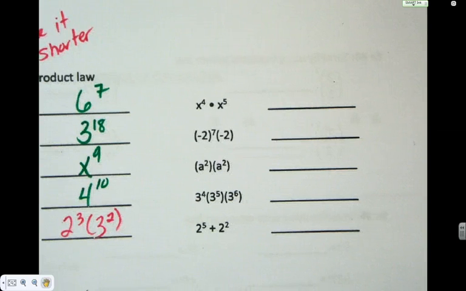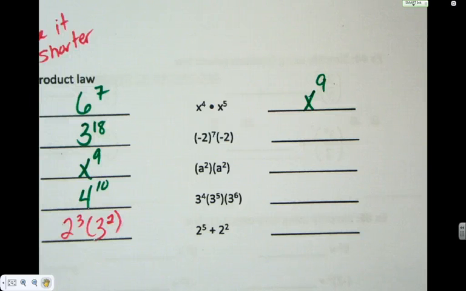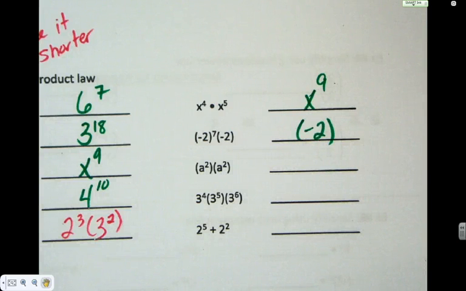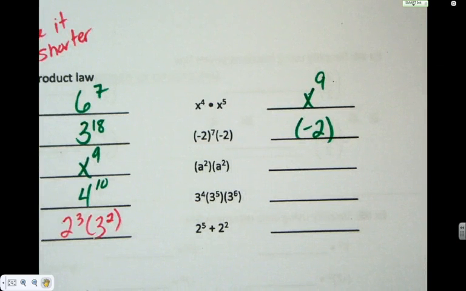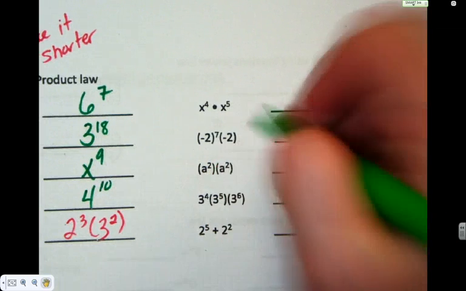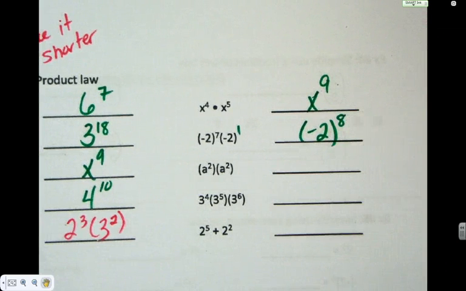x to the 4 times x to the 5, using our exponent law, is going to become x to the 9. Keep the base, add the exponents. Oh my God, negatives. Negative 2 to the 7 times negative 2. Are negatives going to scare us? No. If there's brackets in the question, what do you think is going to be in the answer? Brackets. So I'm going to put the negative 2 in brackets. Brackets in the question means brackets in the answer. I'm going to add the exponents. What's on the second negative 2 that we don't see, but we know it's there? A 1. So this is going to become negative 2 to the 8.